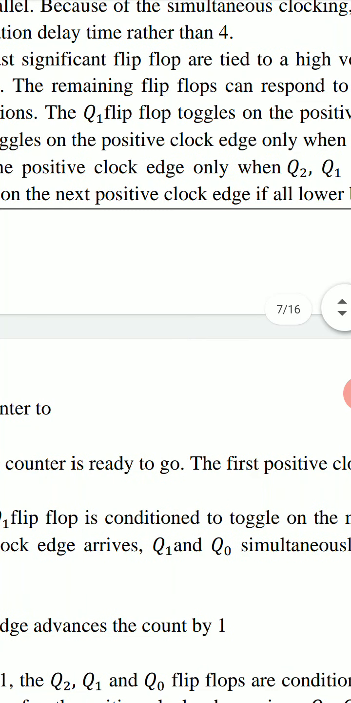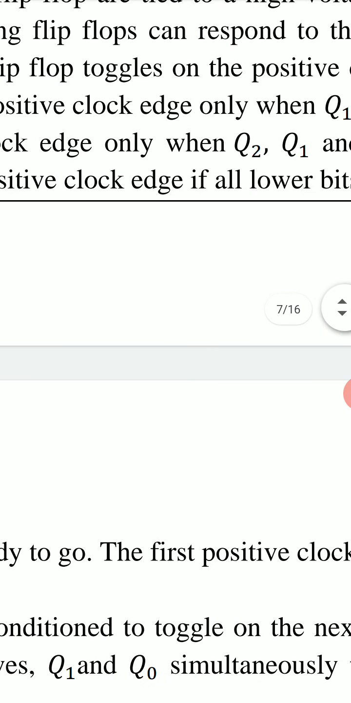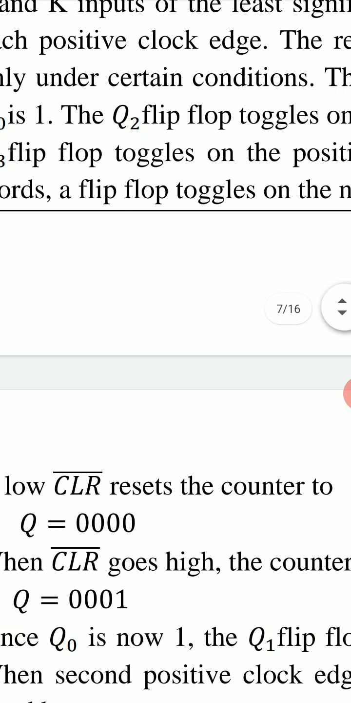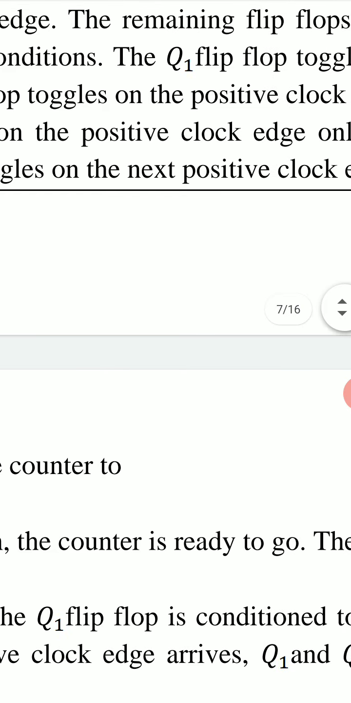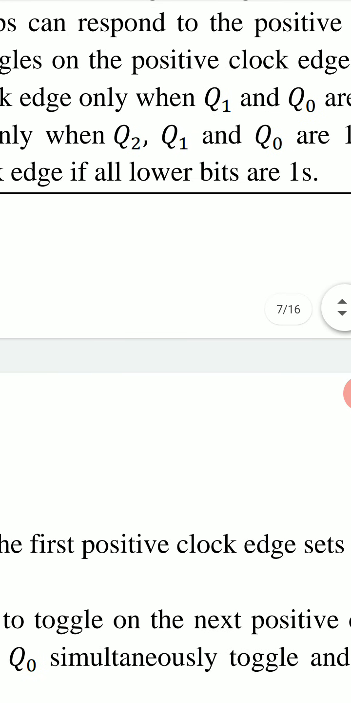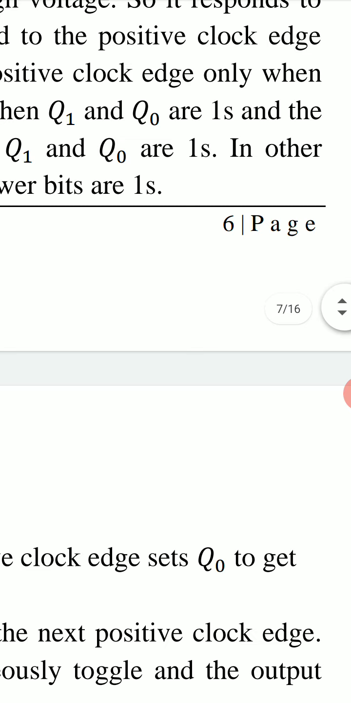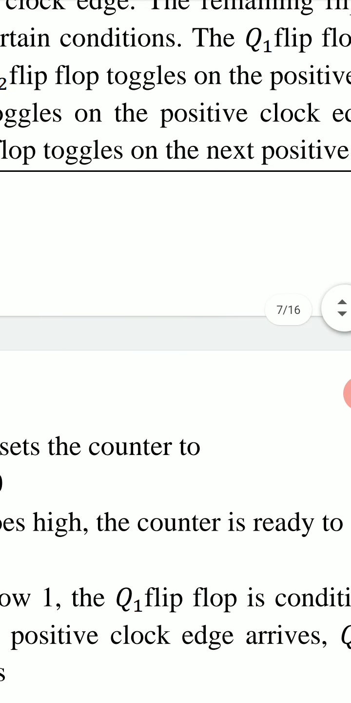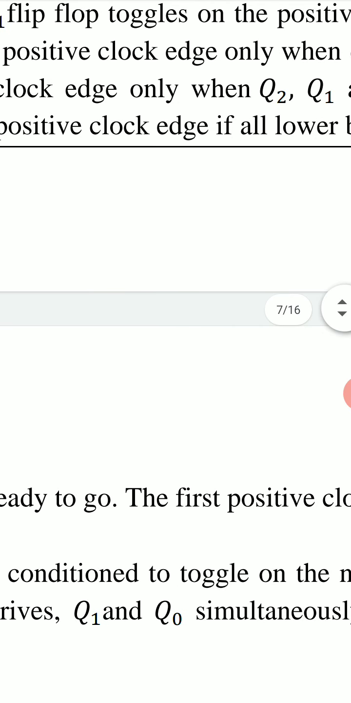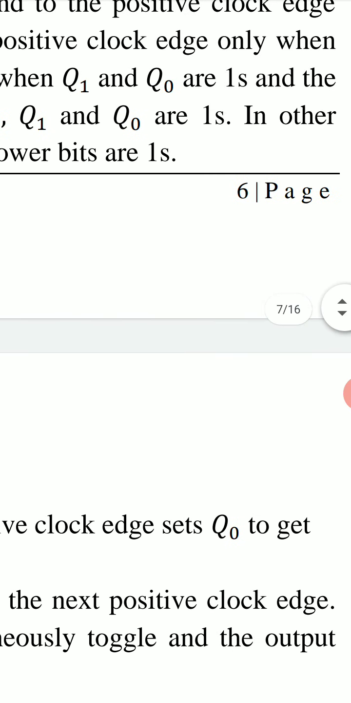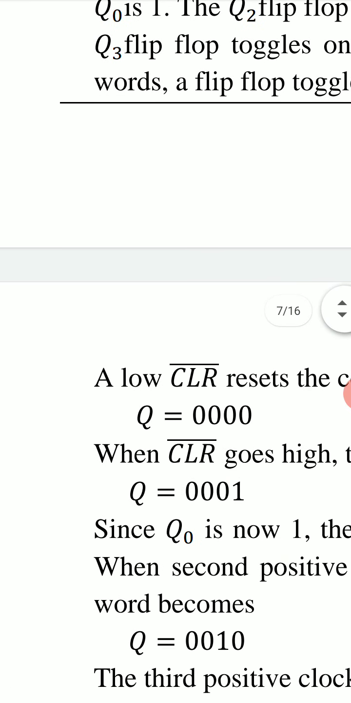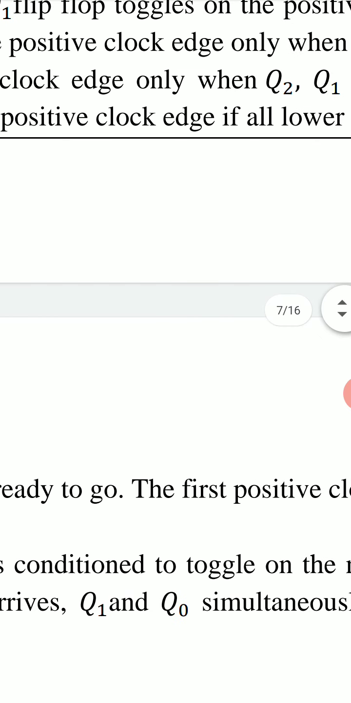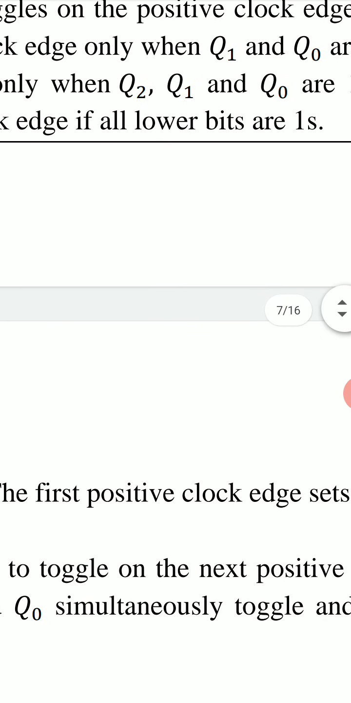The Q1 flip-flop toggles on the positive clock edge only when Q0 is 1. The Q2 flip-flop toggles on the positive clock edge only when Q1 and Q0 are 1s, and the Q3 flip-flop toggles on the positive clock edge only when Q2, Q1 and Q0 are 1s. In other words, a flip-flop toggles on the next positive clock edge if all lower bits are 1s.